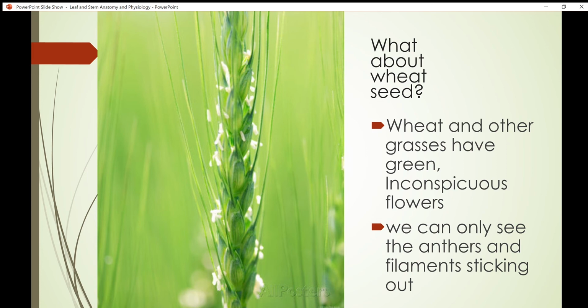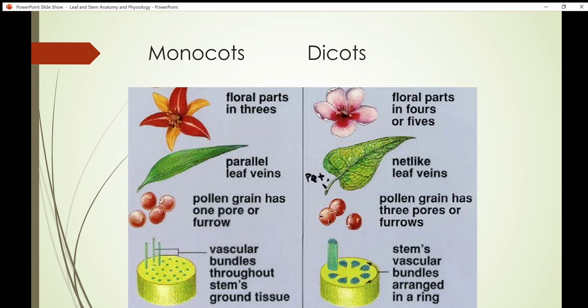So that's just another version of a monocot flower. They are not bright and flashy like a dicot flower usually is. They're not like bright purple or bright pink. They are green and they are inconspicuous, or not easily seen.